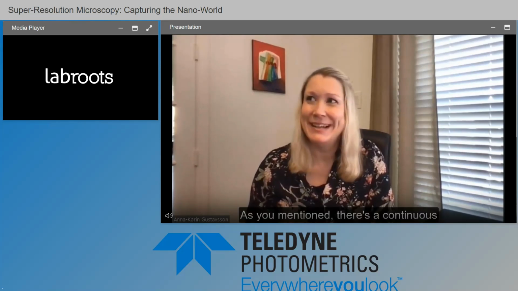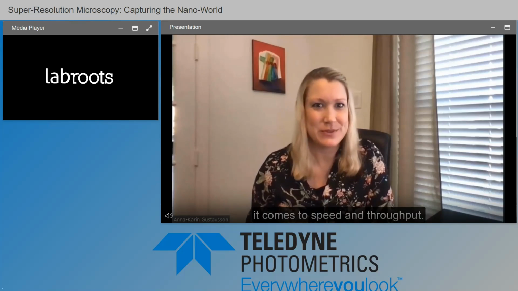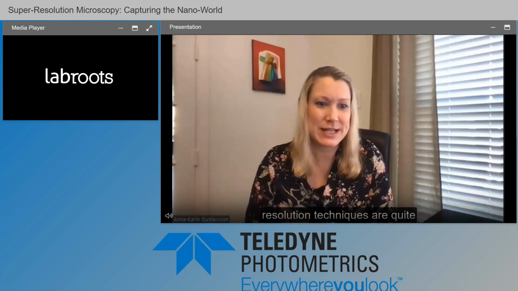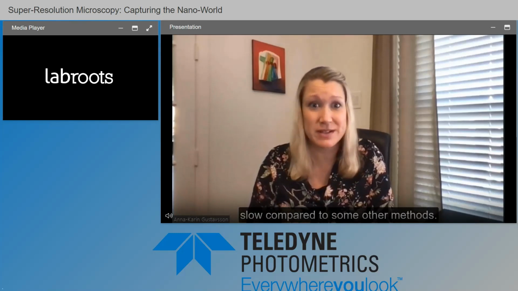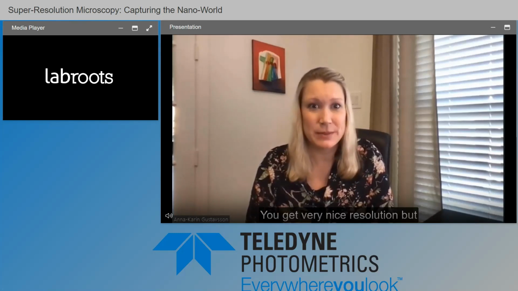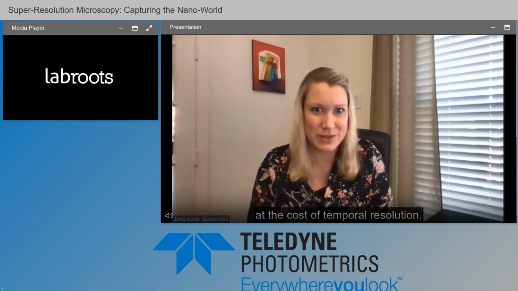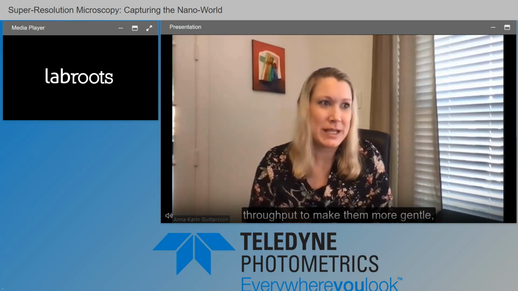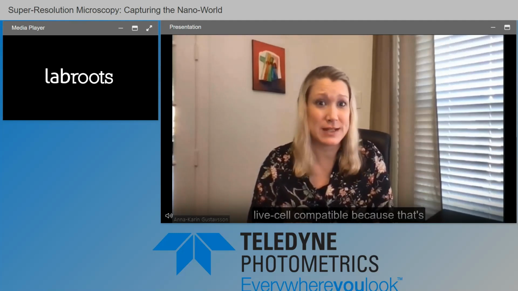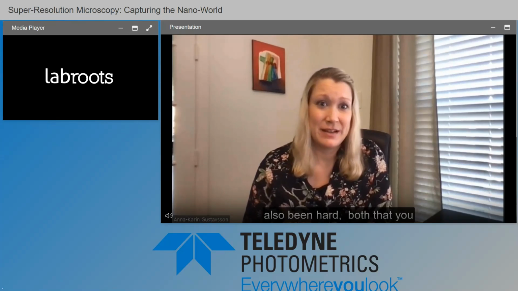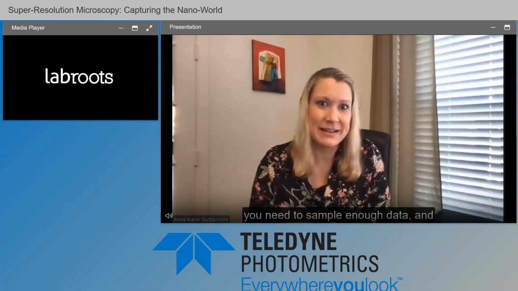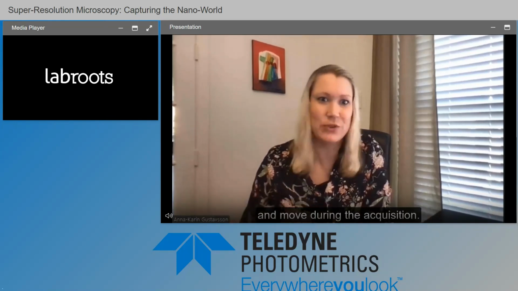As you mentioned, there's a continuous push to improve the techniques when it comes to speed and throughput. Typically the single molecule super resolution techniques are quite slow compared to some other methods. You get very nice resolution, but at the cost of temporal resolution. So improving that speed to improve throughput, to make them more gentle, live cell compatible, because that's also been hard. Both that you typically use high laser powers and you need to sample enough data, and so the cell might have time to change and move during the acquisition.